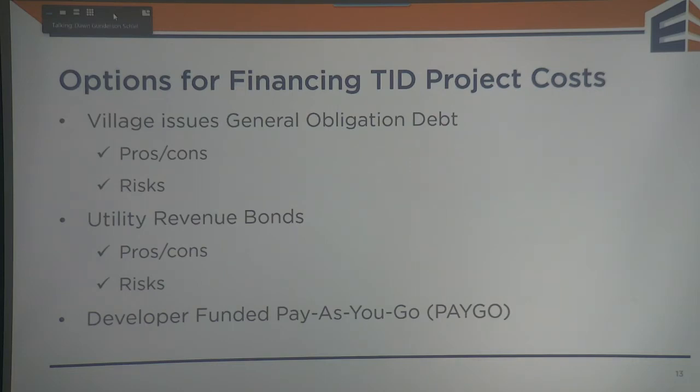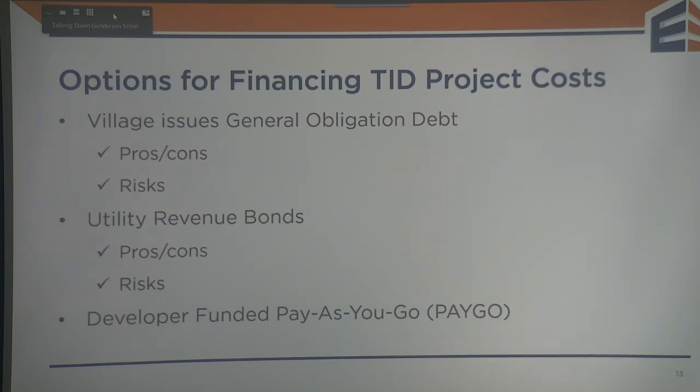One, I don't have it listed on here, but you could certainly use any cash or funds you have on hand and then recover it over time and replace those funds. Not typically done by many jurisdictions. Most do not have funds on hand and they don't want to tie them up for a longer period of time, in some cases up to 20, 25 years. So the village can issue general obligation debt.